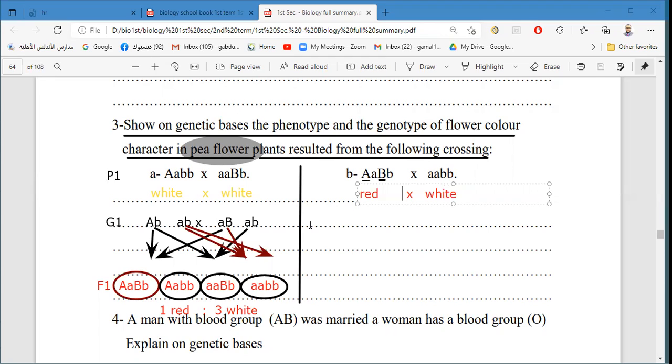Okay. So now can we make the gametes? Yes. A capital A small, B capital B small. Let's make the gametes. Here we have how many possibilities? 2 or 4? We have 4 possibilities. You know why? We take one from A and one from B. It may be A capital B capital, A capital B small, A small B capital, and A small B small. 4 possibilities in this one only.